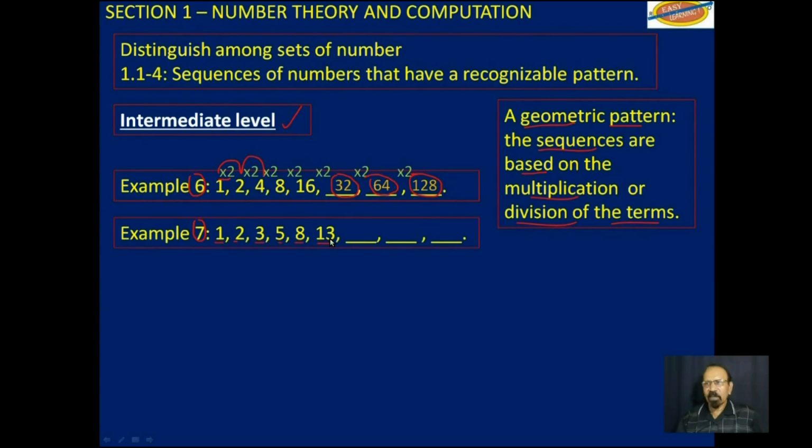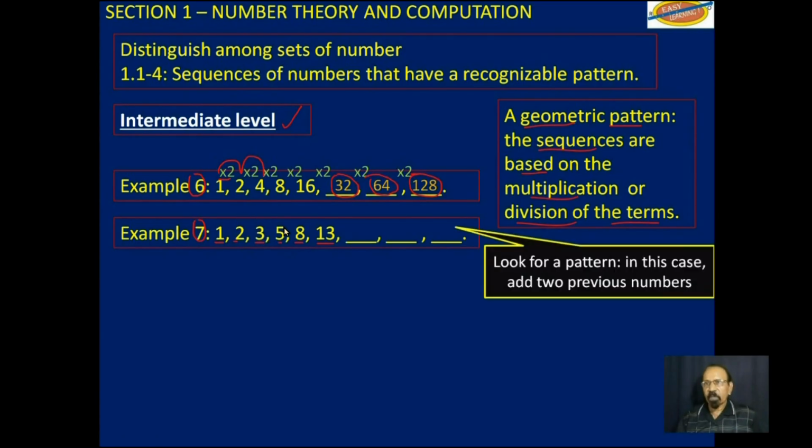Now, let's see. What did we do with 1 to get 2, and can we do that same thing with 2 to get 3, and can we do that same thing with 3 to get 5? So we look for a pattern. In this case, we add the two previous numbers. Now, this is kind of difficult to come up with that rule. So if you add 1 and 2, you will get 3. And if you add 2 and 3, you will get 5, and so on.